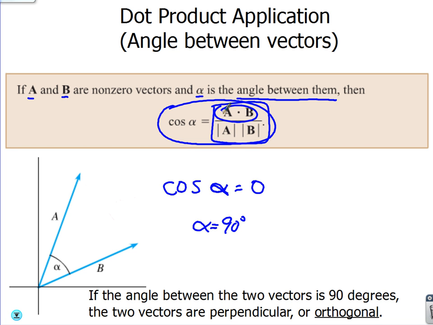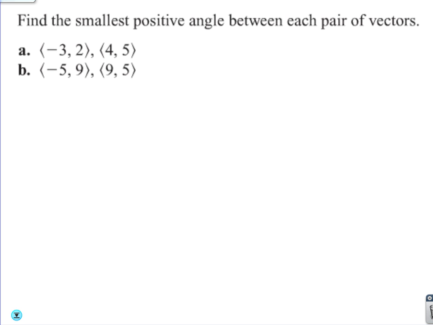If the angle between the two vectors is 90 degrees, then the two vectors are perpendicular, or here's your other word, orthogonal. Orthogonal is simply another way of saying perpendicular. Why do we need another word that means perpendicular? I have no idea. Anytime you have a dot product of 0, the two vectors are going to be orthogonal or perpendicular. We'll work a couple of these problems, then we'll stop.